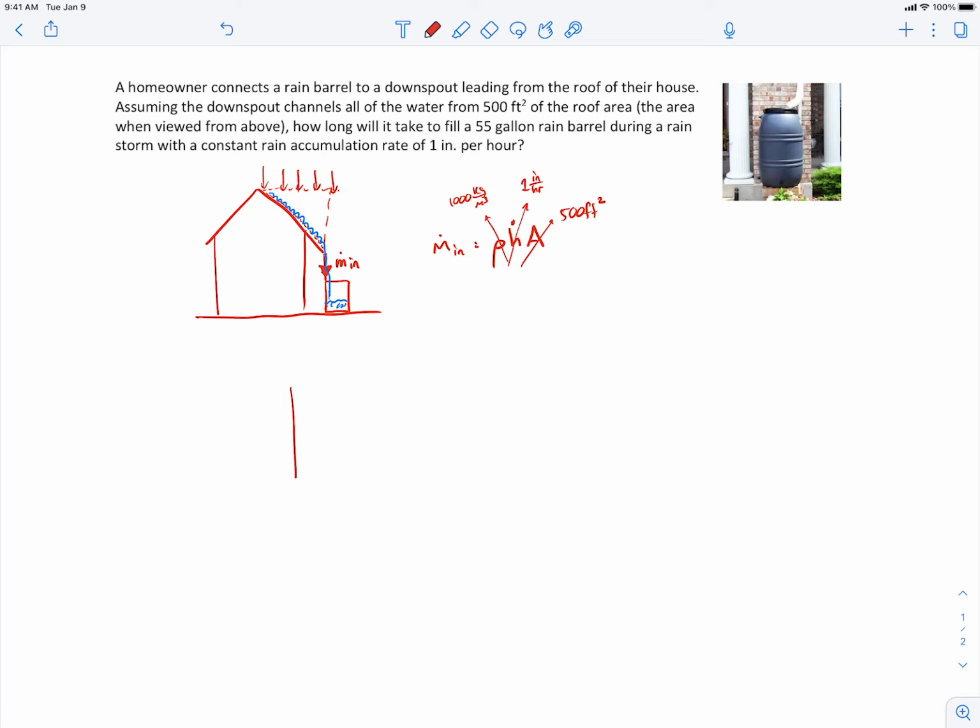Now if I draw a control volume of just the rain barrel, and then we have the m dot coming in here. Okay, and then let me go ahead and write out conservation of mass for this. This is really a conservation of mass problem because we're interested in knowing how much mass is accumulating in that rain barrel as a function of time and just ultimately how much time it takes to fill up the barrel. So we'll write out conservation of mass.